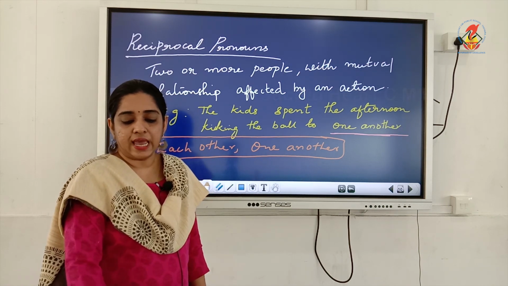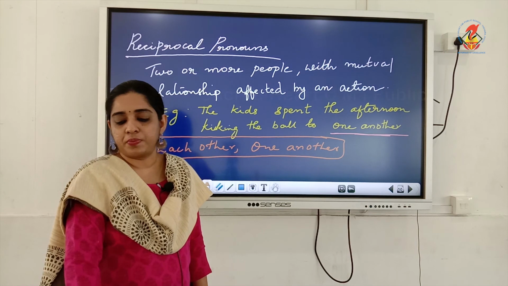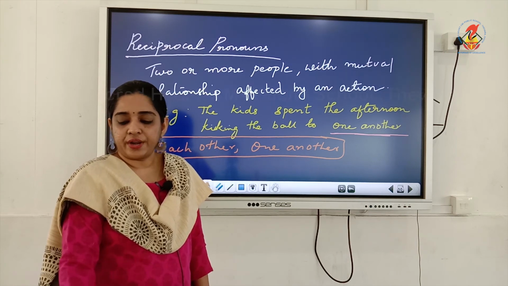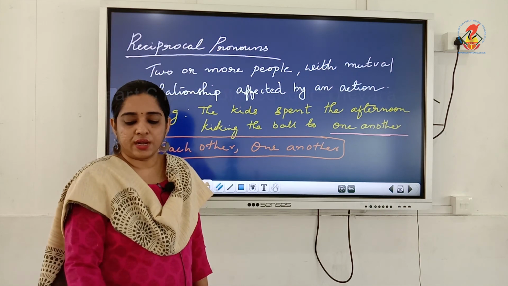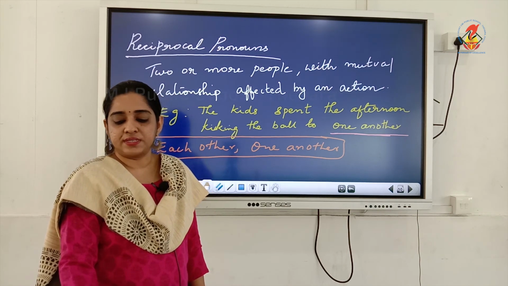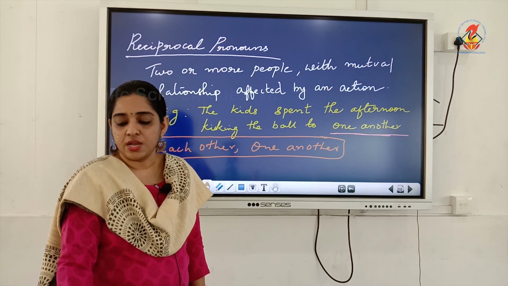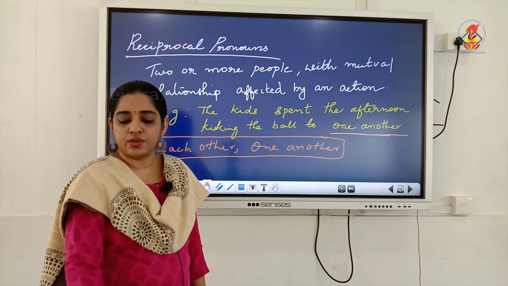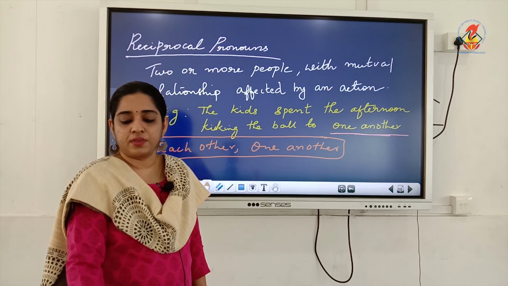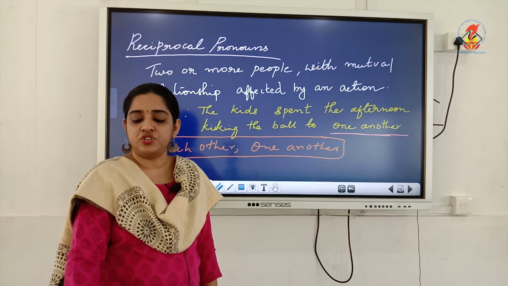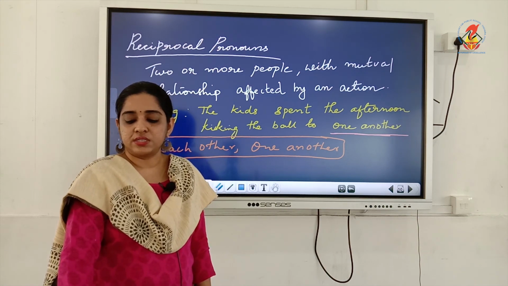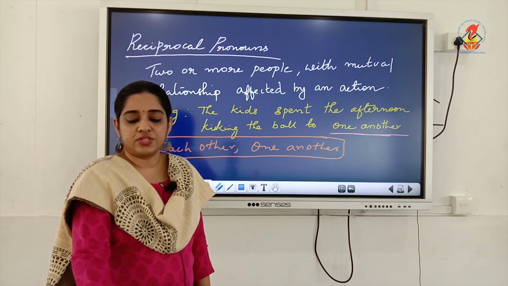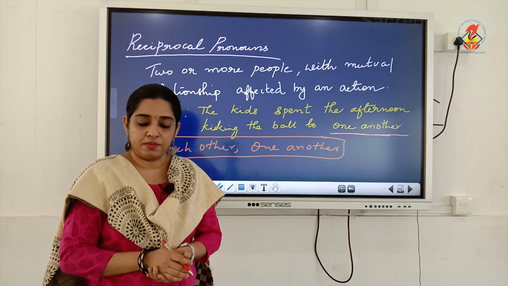Now, exercise L. Fill in the blanks with suitable pronouns from the box. Pronouns are already given in the box. We have to choose the correct one. Dash of them can represent the school in the competition since both are good singers. Which one can you use? You can use either. Either of them can represent the school in the competition since both are good singers. Okay, either can be used. Then question numbers 2 to 8, you have to do by yourself.